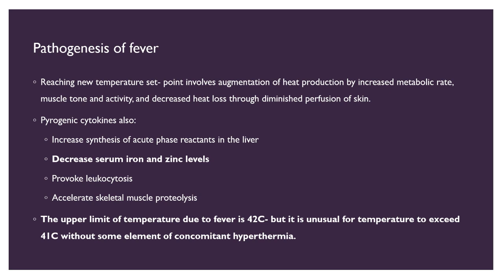These pyrogenic or fever-inducing cytokines will also increase the synthesis of acute phase reactants in the liver, for example, the CRP. They will decrease the peripheral serum iron and zinc levels. So it is important to know that during the febrile illness or the fever spike, the circulating iron and zinc levels will be low, and we'll see why that's important in the coming slides. Fever will provoke leukocytosis and it will accelerate skeletal muscle proteolysis.